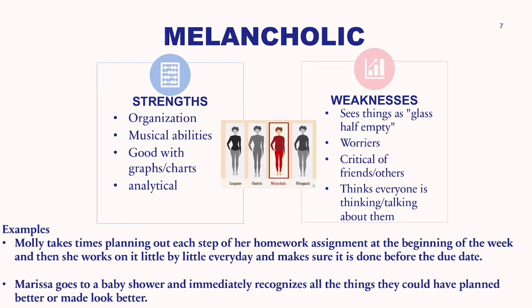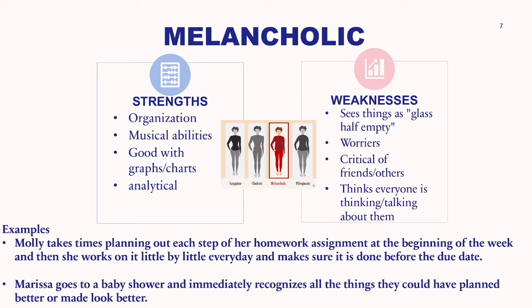Yeah, and then we have another example with the very criticalness of these people. So Molly takes time planning out each step of her homework assignment at the beginning of the week, and then she works on it little by little every day and makes sure it's done before the due date. So this shows her organization and that she might be very analytical about all the things she needs to get done. And maybe a little bit of this planning is seen in her worries about the due date. So that could be part of the reason that she is so planned out as well.